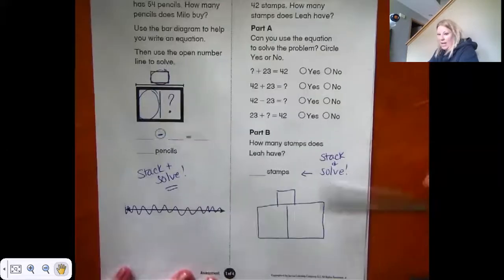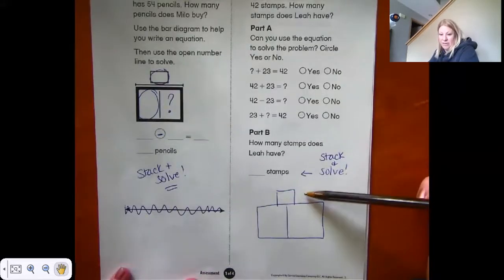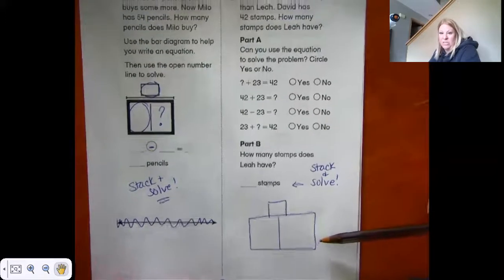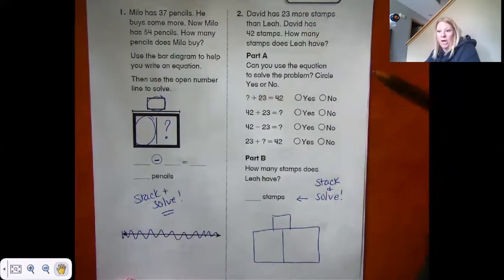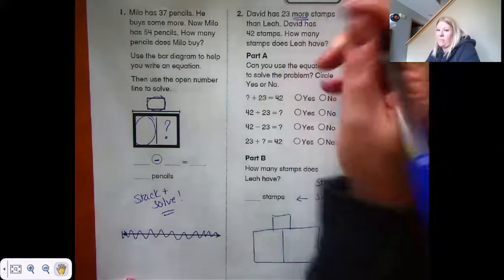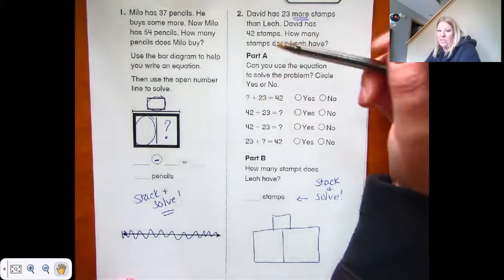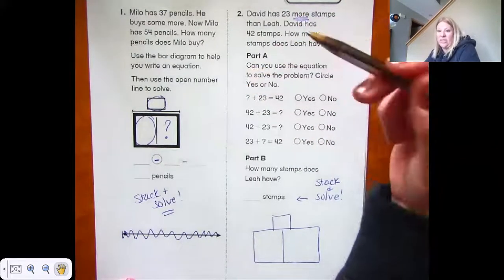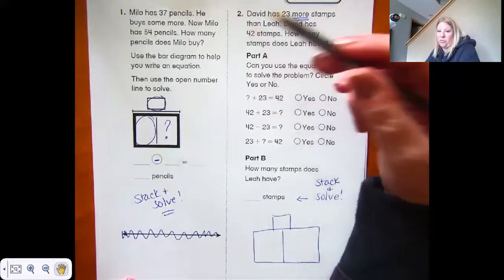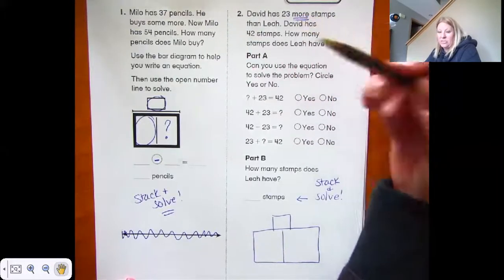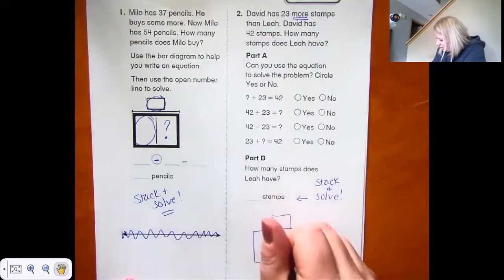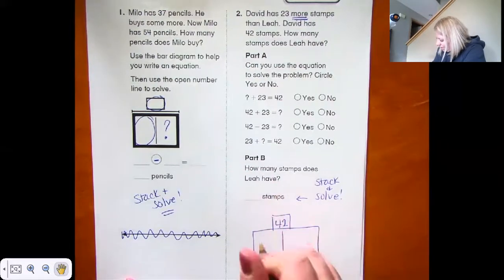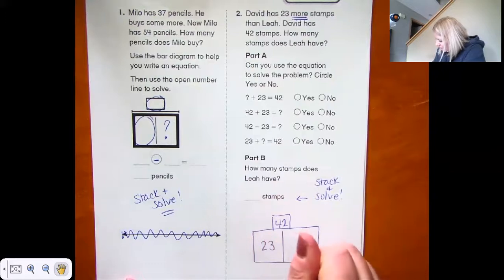So I wrote a bar diagram down here to help organize my work. So if I look at this again, it says David has 23 more than Leah. So we're comparing. And I know David has 42. He does have 42, but he has 23 more than Leah. So I know my whole, I hope you said whole. I know my whole is 42, and I know a part is 23.